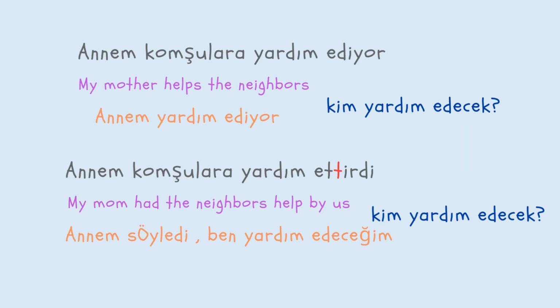Annem komşulara yardım ediyor. My mom helps the neighbors. She's doing the action. My mom. Annem yardım ediyor. But when I say annem komşulara yardım ettirdi, it means my mom had the neighbors helped by us. So my mom said, annem söyledi, ben yardım ettim. I help. My mom told me to do the action. Annem bana ettirdi.